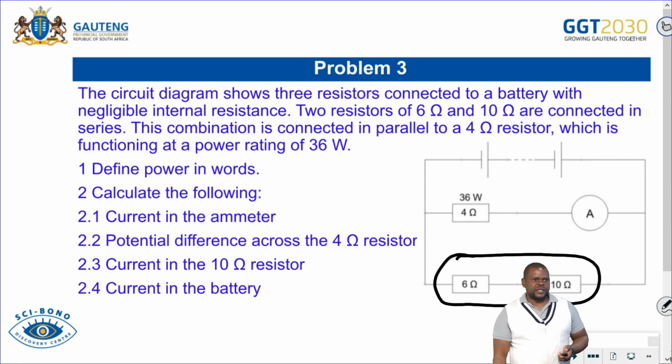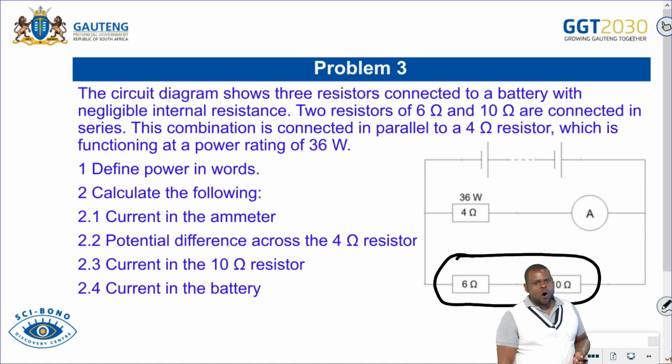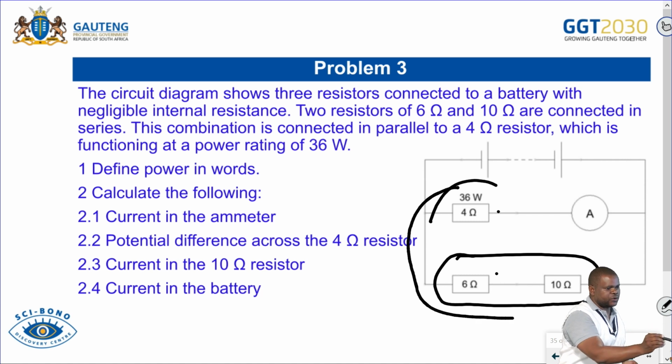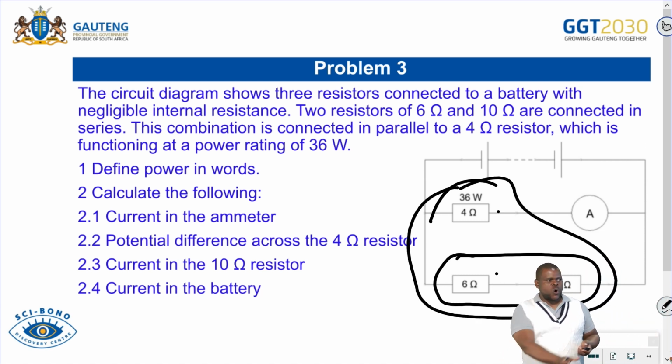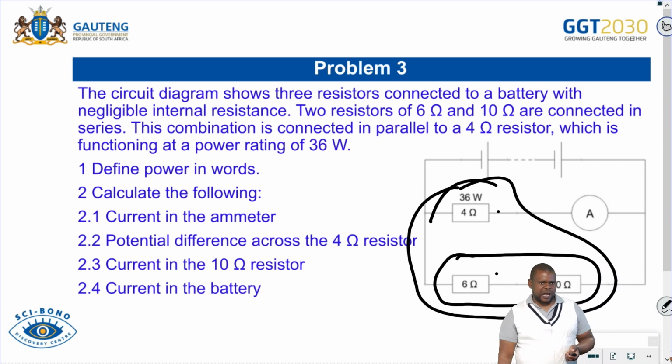Then it says also this combination is connected in parallel to the 4 ohm resistor. You can see this and this are in parallel. When you look at this connection, it is parallel, because when you add these two, then this and this are in parallel.